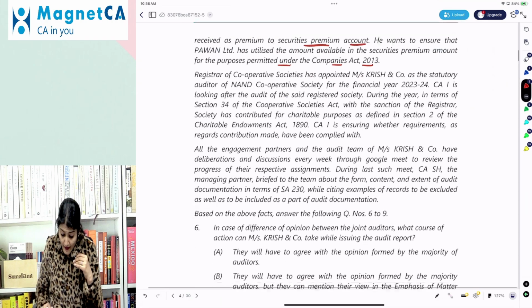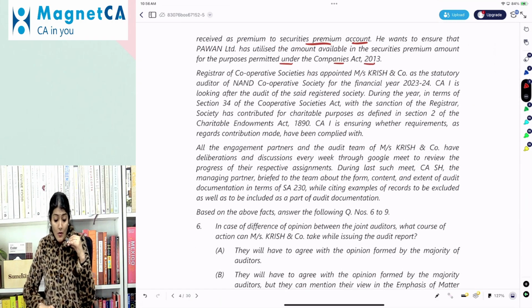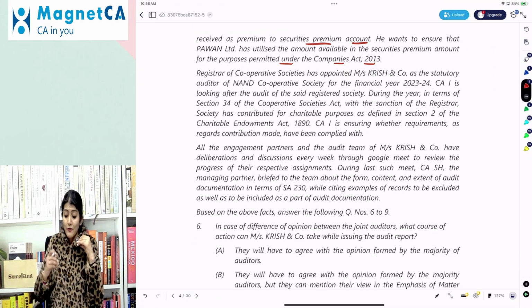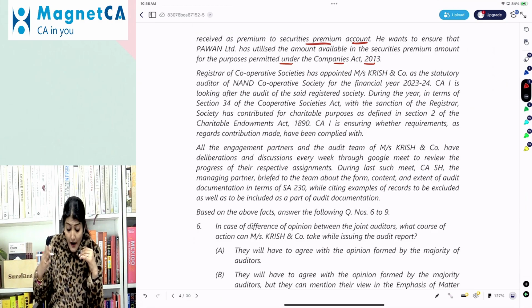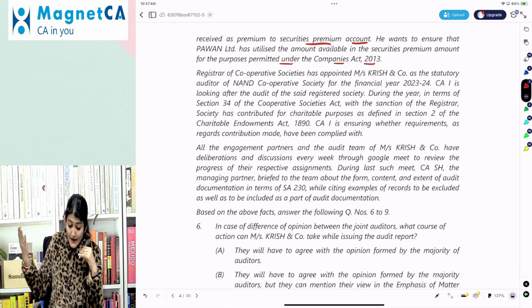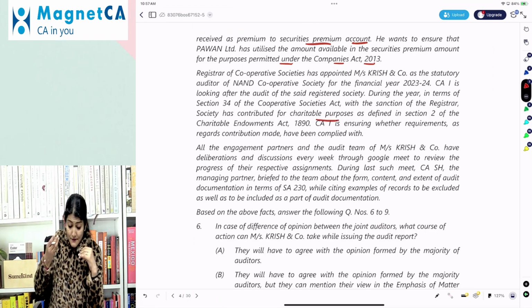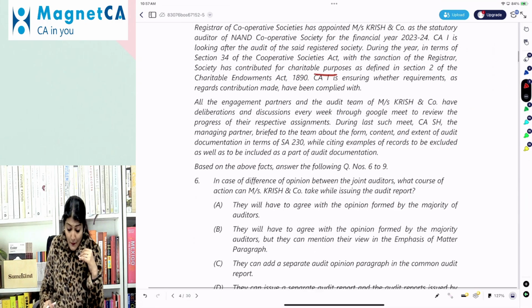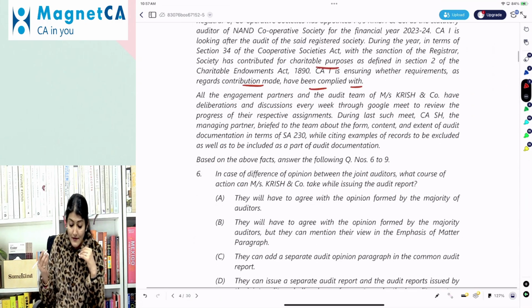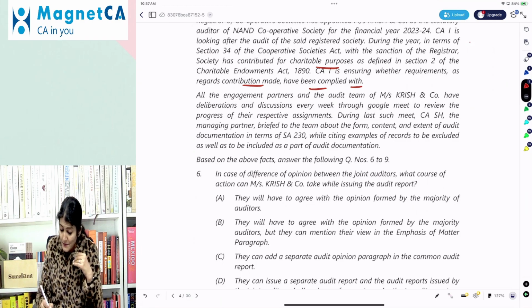The Registrar of Cooperative Societies has appointed Christian Company as the auditor of Nanda Cooperative Society for financial year 23-24. CA I is looking after the audit of the said registered society. During the year, in terms of Section 34 of the Act, with the sanction of the registrar, the society had contributed for charitable purposes as defined under the Charitable Endowment Act. CA I is required to ensure whether the contribution made complies with the requirements. So this is regarding the audit of cooperative societies.